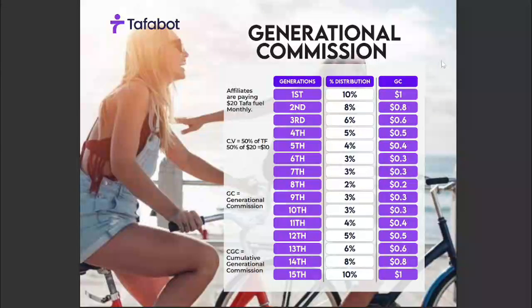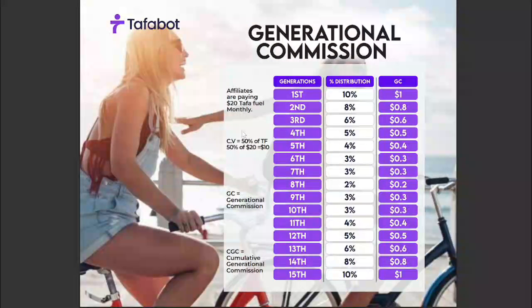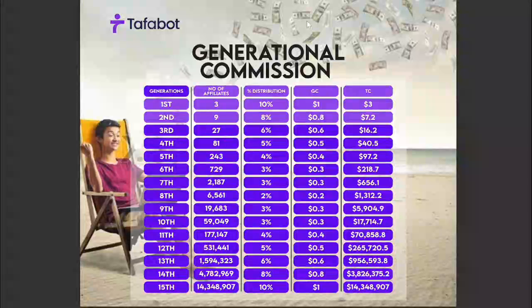Okay, so let's proceed. And then this is how it continues right here. Okay, so if you look at it, this is a bit of an arithmetic if you will not get yourself confused. Let's go back. Now you can see here, these are the keys to use to read it, to interpret it. You have the CV, 50% of Tafa fuel of $20 is $10. Then you have the generational commission here. You have the cumulative generational commission. So let's go further. You can see your generations here, affiliate, distribution, and all that. So by the time you look at it here, this is what it says. This is what it implies.